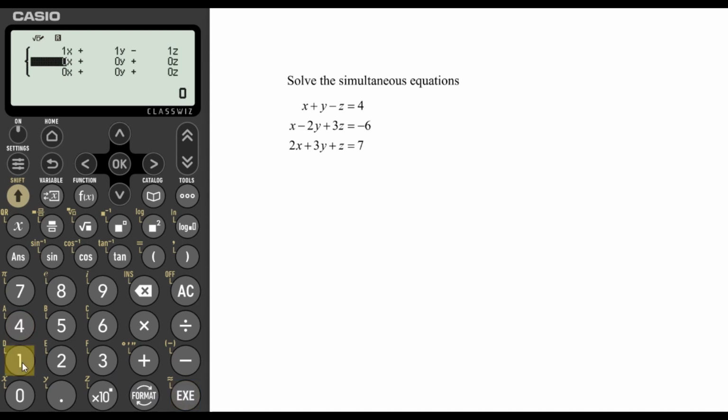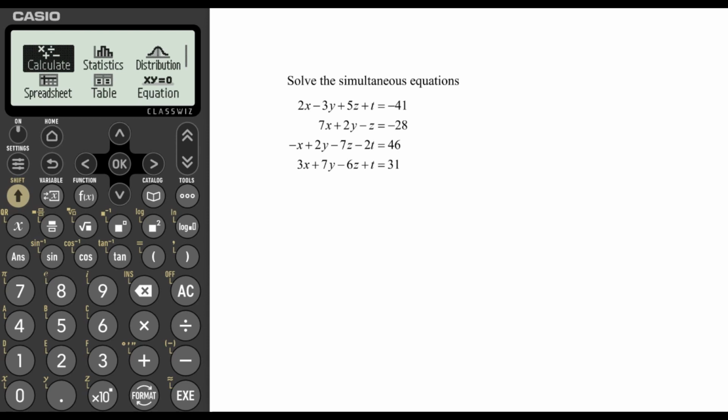We have 1x subtract 2y plus 3z equals negative 6. We have 2x plus 3y plus 1z equals 7. If we press execute, our calculator tells us x is 1, y is 2, and z is negative 1. And that's what we see here. We have a solution, x equals 1, y equals 2, and z equals negative 1.